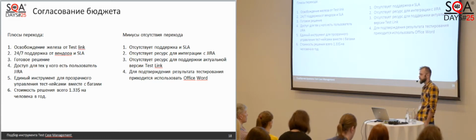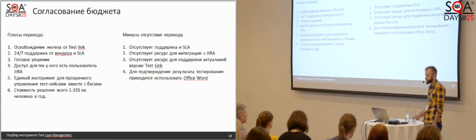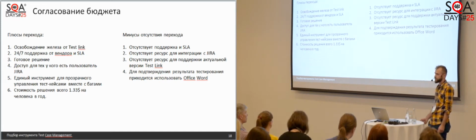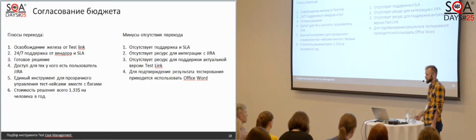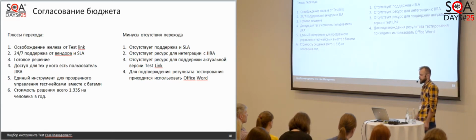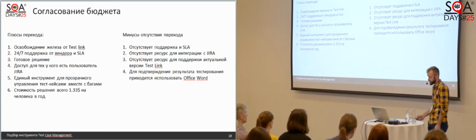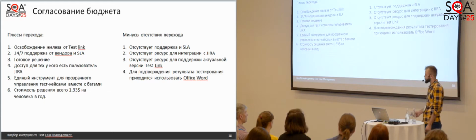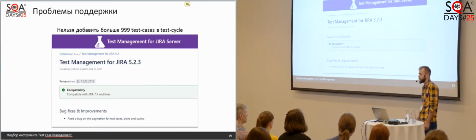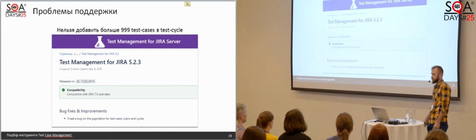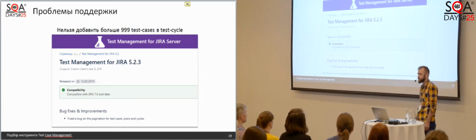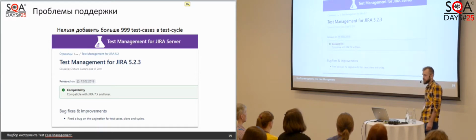Minuses: there is no test link support, no integration with JIRA, and no resource to support an updated version of test link. We had to spend resources of testers to fix reports, protocols, and supplementing them with the requisite metrics. The budget was agreed upon. We switched to the new tool in February 2019. And we came across a few issues.